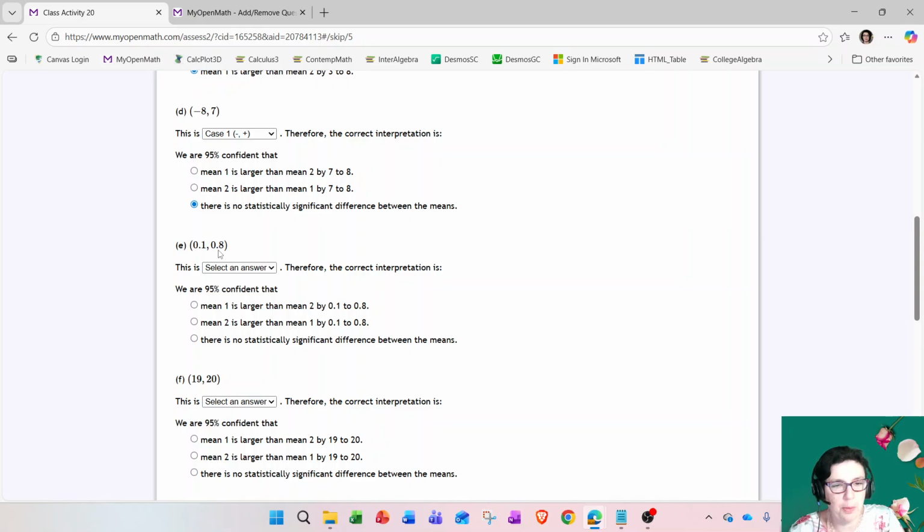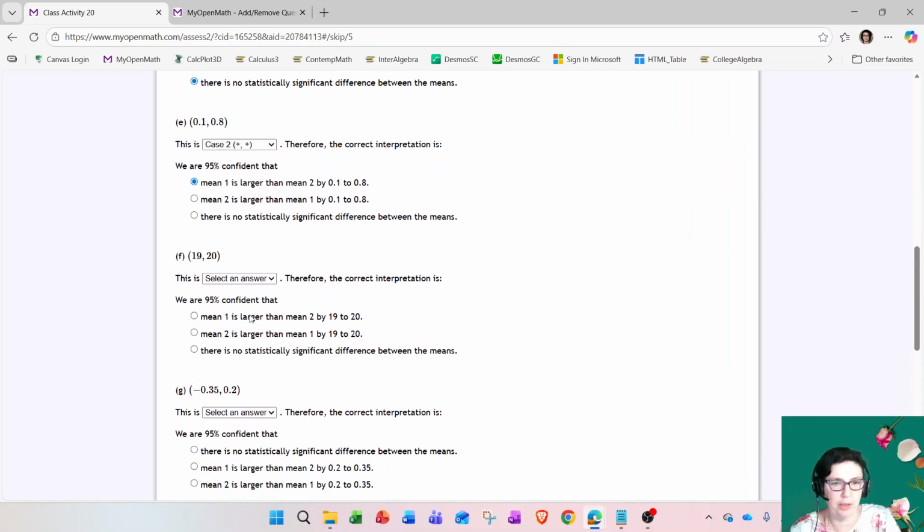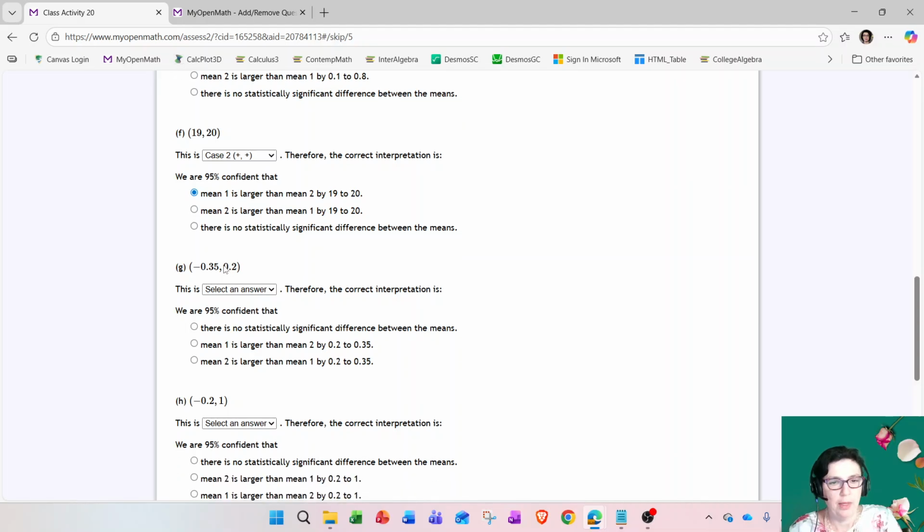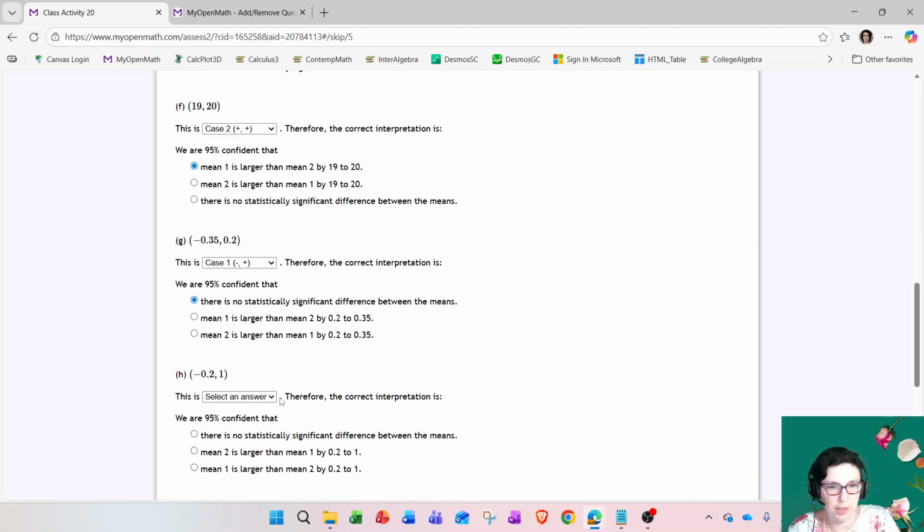Both of these numbers are positive. This is case two, which means that the first number is larger. So if the difference between two numbers is positive, the first one is larger. This is also case two. The first one is larger. This is case one. Part of the interval is negative, part is positive. You do not know which one is larger. So this is no significant difference.